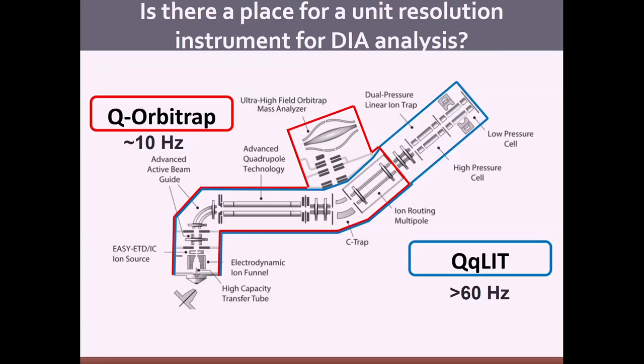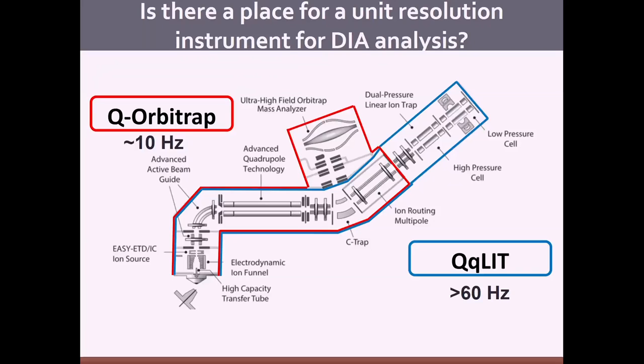DIA got started initially by John Venable on a linear ion trap, and it's basically been supplanted by using high-resolution accurate mass instruments. So the quadrupole Orbitrap instrument can basically go at about 10 hertz. Occasionally, it can go at 20 hertz, depending on what sort of platform you have.